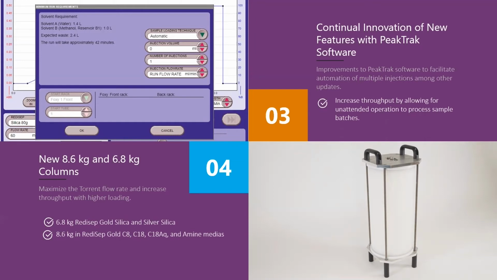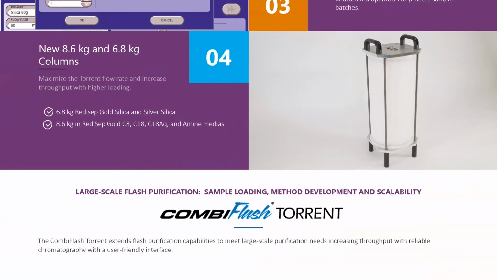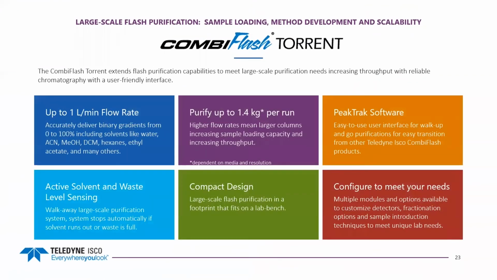And then just recently, we've expanded our line of large columns to include 8.6 kilogram columns in the REDISEP Gold C8, C18, C18AQ, and amine medias. So you can scale up to that size column. Additionally, in that same column body, there are 6.8 kilogram REDISEP Gold silica and silver silica column options, so you can scale up on the normal phase as well. That allows you to minimize the number of purifications you need to do, so you can save some time in setting up your purification.